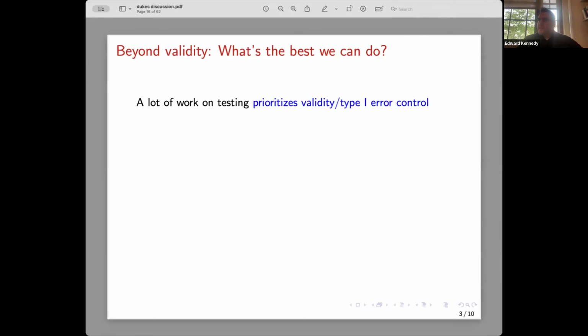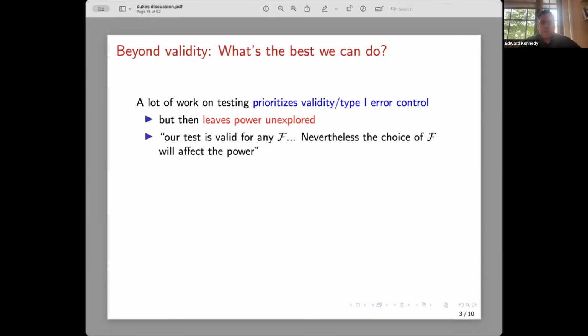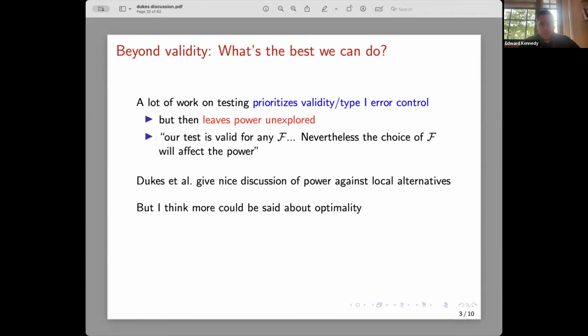So yeah, in this testing literature, I think it's very common to prioritize validity or type 1 error, and then say something like, the choice of the function class, or some aspect of our test will influence power, but then not really explore it so much. I think this paper is not doing that. It's an exception. It gives a nice discussion of these, like Oliver talked about, power against local alternatives. But I think you don't always see this. I appreciate this in this paper. I think you could go even farther and think more about optimality.